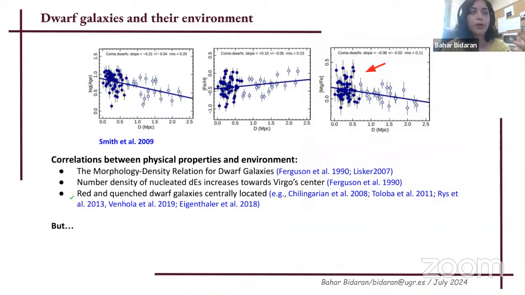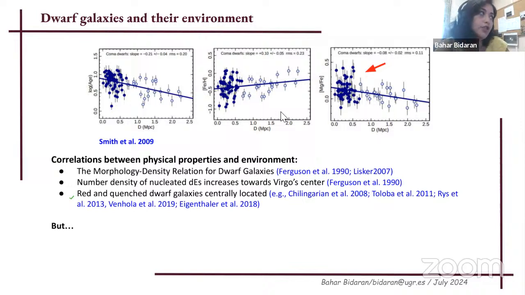Because the stellar population properties are the fossil records of the evolution trajectory of the galaxies. And this is one of the studies from among many different studies that are available in the literature. This is the work done by Smith et al. in 2009. Here you are looking at dwarf galaxies in the Coma cluster. Here you have the age, metallicity, and alpha over Fe, which is a proxy of the chemical enrichment in the galaxies, as a function of projected distance to the center of the cluster.